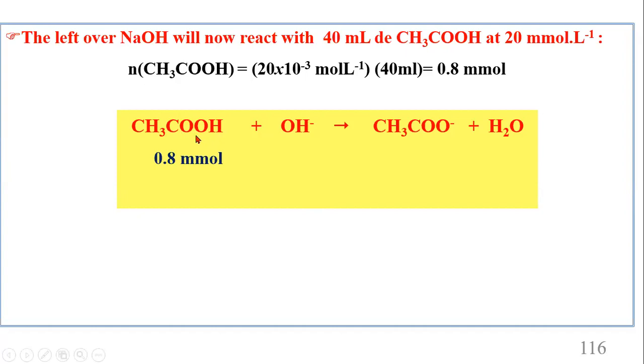So we have acetic acid initially in solution of 0.8 millimoles. How much OH? That's the amount left over after it had reacted with HCl, which is 0.4 millimoles.